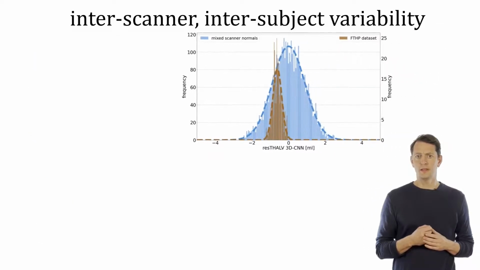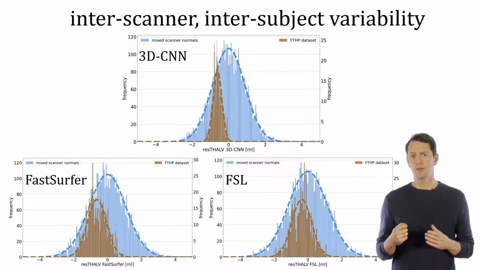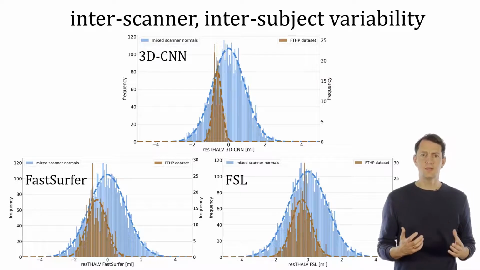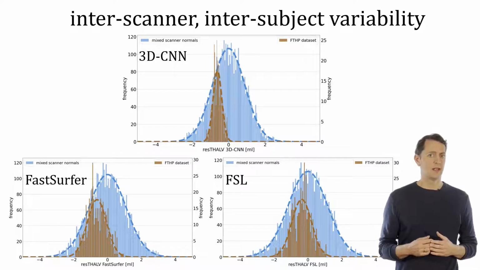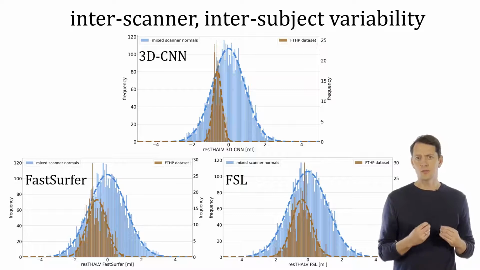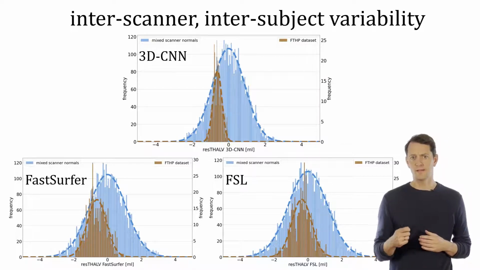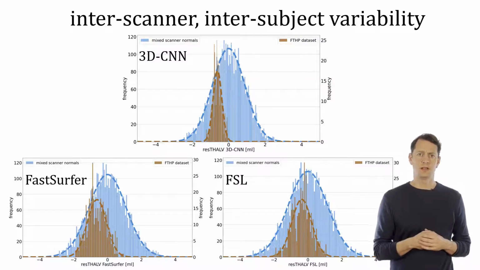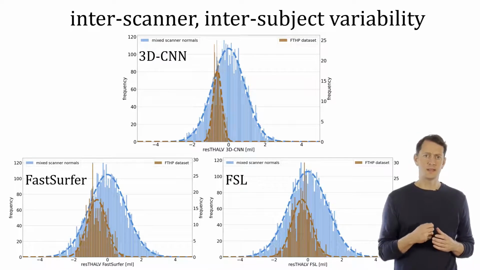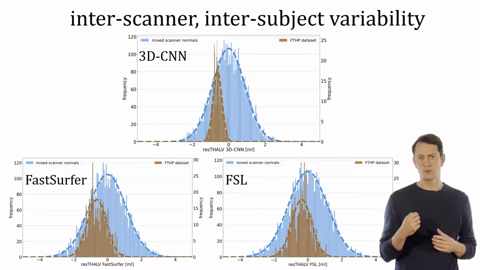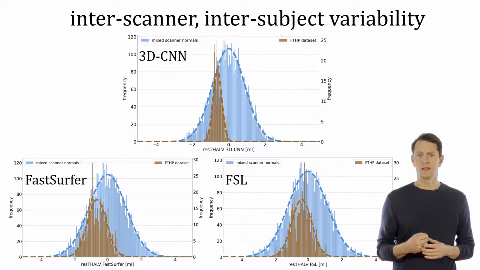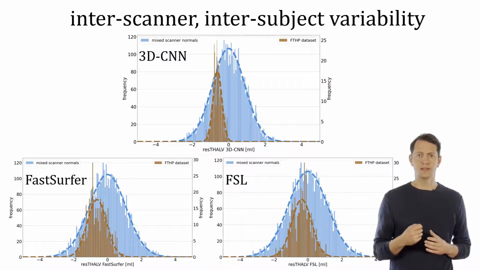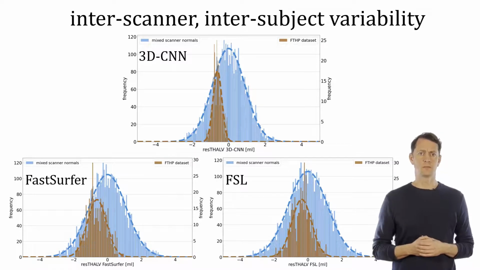Now we compare the inter-scanner variability between the three methods. Here you see the plots of the same data but for the three methods. And as you can see, the inter-scanner variability of FastSurfer and FSL is almost twice as high as for the 3D CNN. That means the 3D CNN is significantly more robust with respect to the MRI scanner than the other two methods. And this is a huge advantage to apply this method in clinical routine.